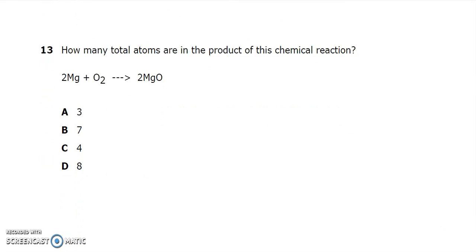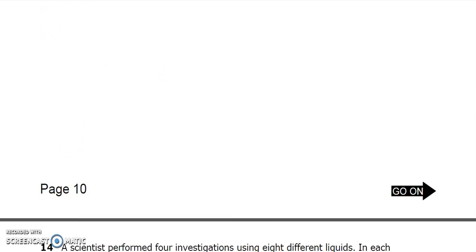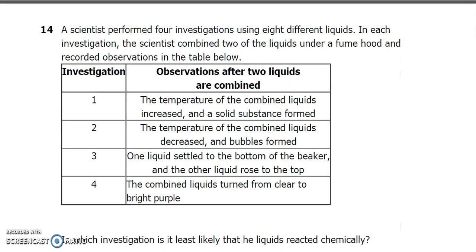Number 13. How many total atoms are in the product of this chemical reaction? A. 3. B. 7. C. 4. Or D. 8.